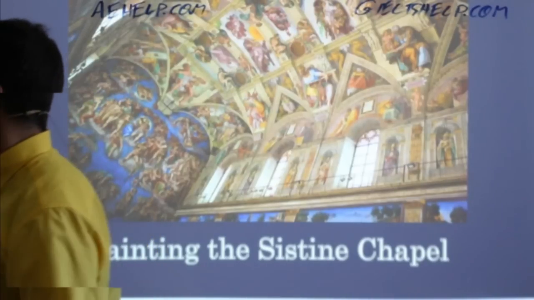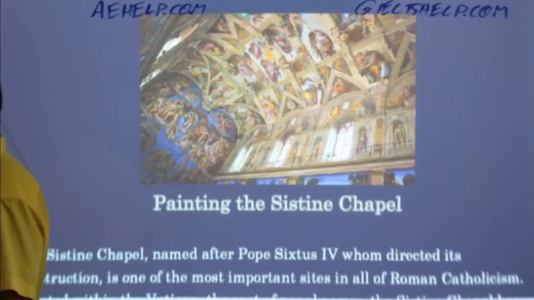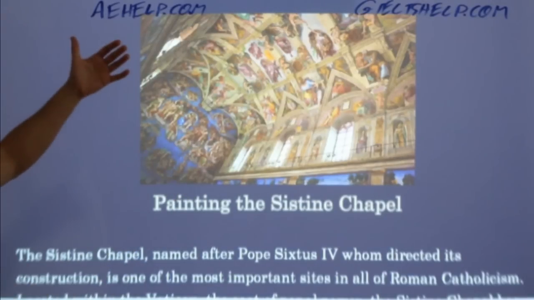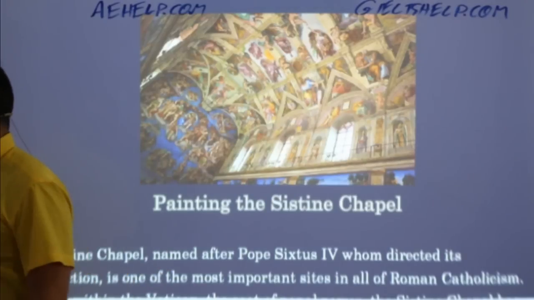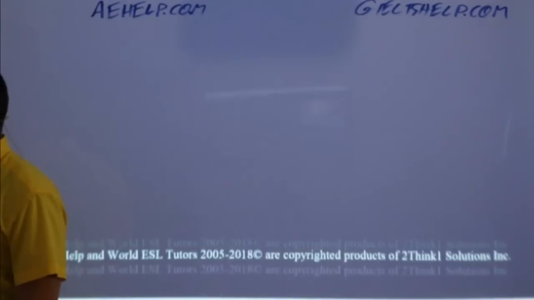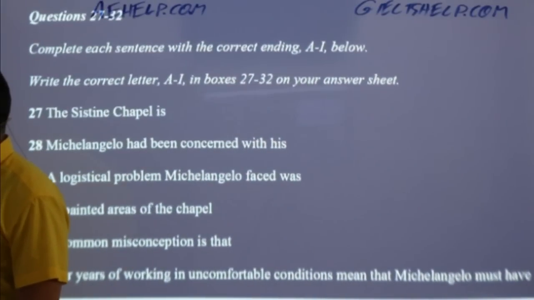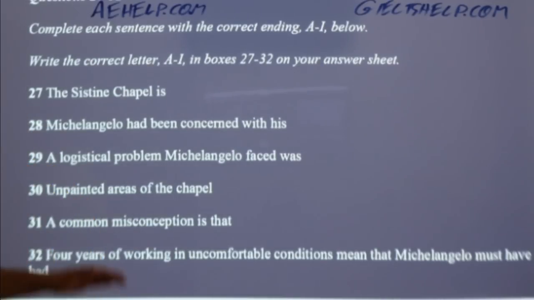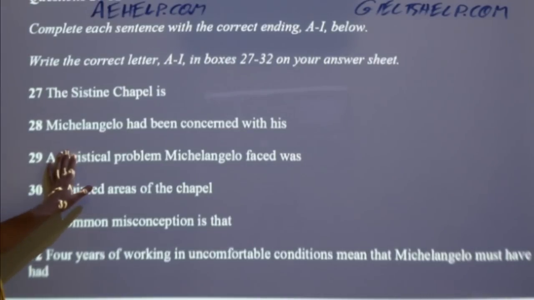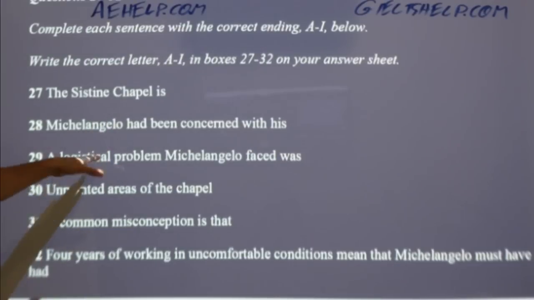All right, so we looked at the topic, Sistine Chapel. Probably we will read some about the history, its importance, how it was done, what is happening with it today. Then we look at the questions. Okay, so here we go. Complete each sentence with the correct ending. So here we have to complete these sentences. We can read these parts, but we don't want to read the choices. Okay, so let's read these together.